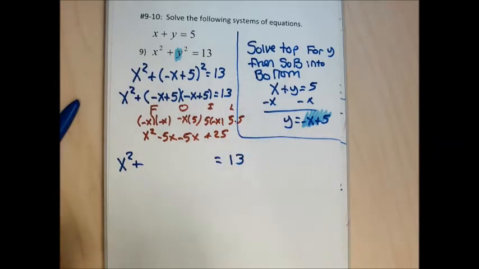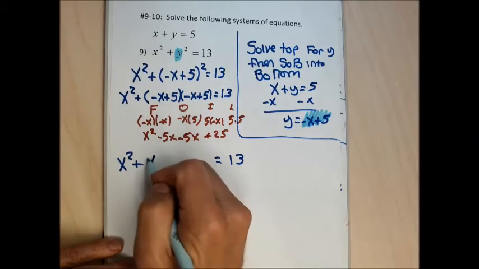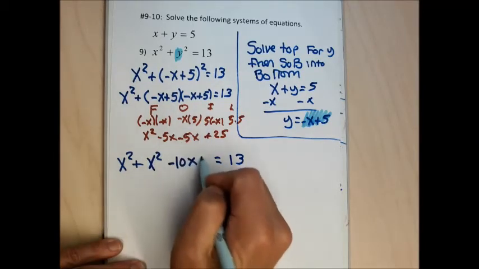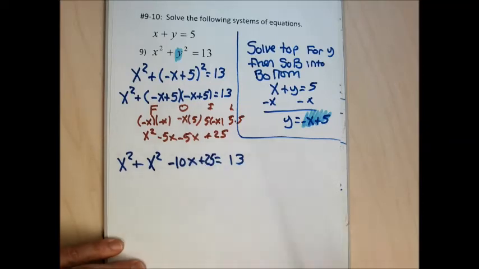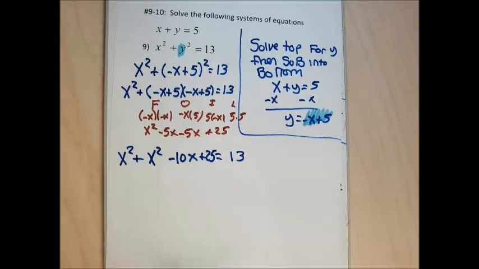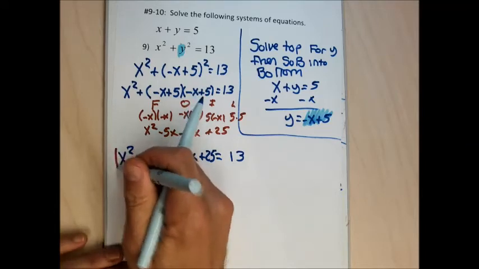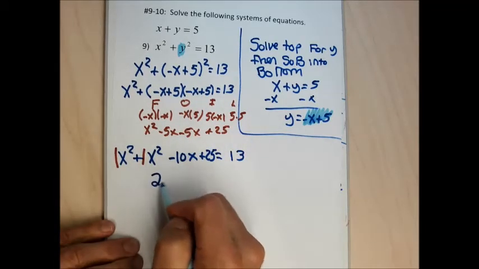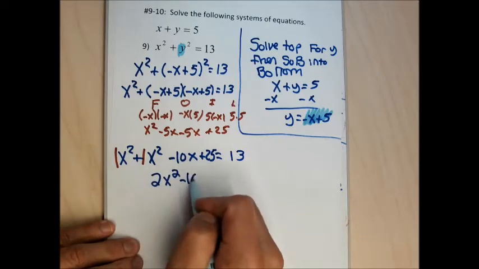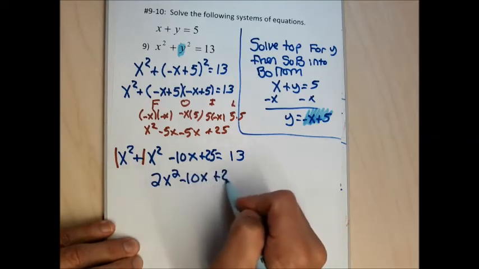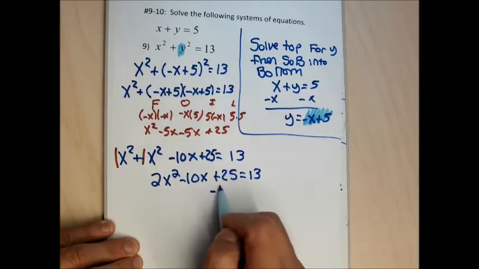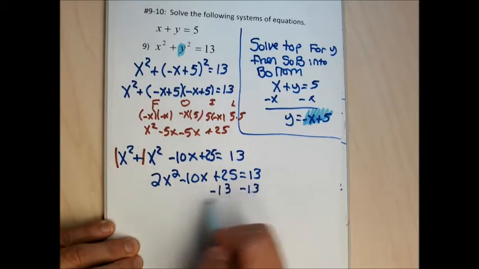When I FOIL the negative x plus 5 squared, I get x squared, and then this is minus 10x plus 25. Still have the equal to 13. The x squareds both have an implied 1 in front of them that aren't written, so I'm going to combine those and get 2x squared minus 10x plus 25 equals 13. I'm going to set it equal to 0 by minusing 13 from both sides.